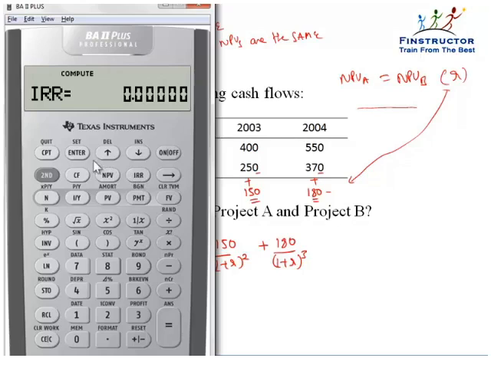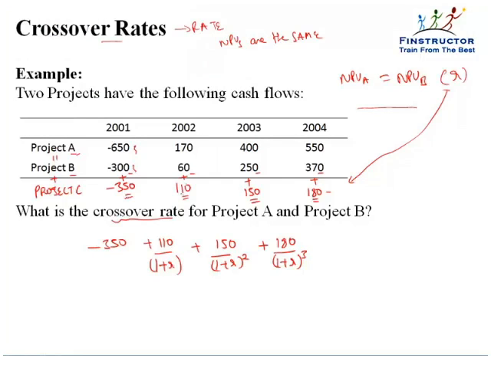Press the button IRR and press compute. So you'll see the IRR coming as 11.37%. So R comes out to be 11.37%. And please verify that if you compute the NPV of project A at a discount rate of 11.37% and the NPV of project B at the rate of 11.37%, they will both come out to be exactly the same. That is called the crossover rate, the rate at which the NPV of project A is the same as the NPV of project B.